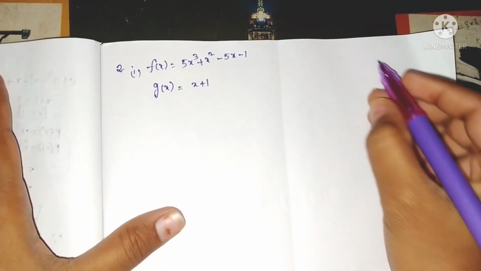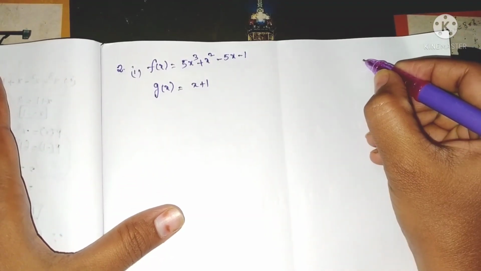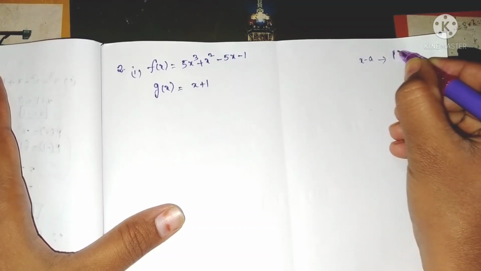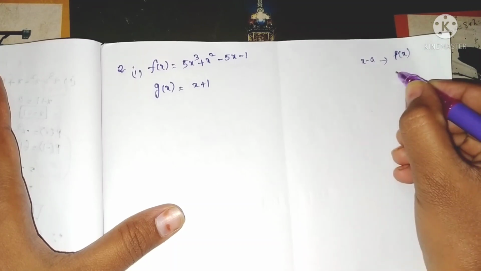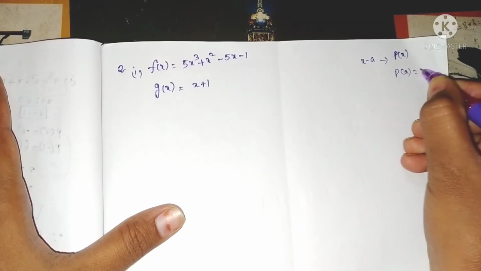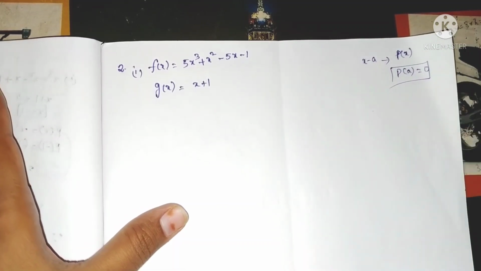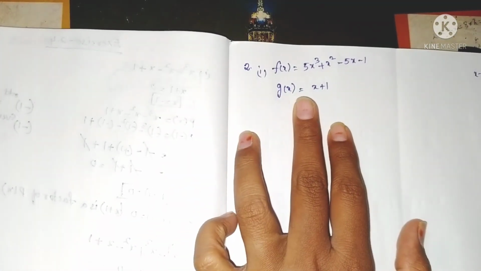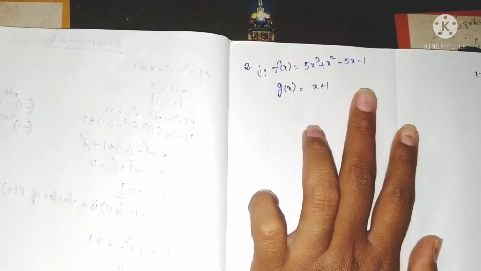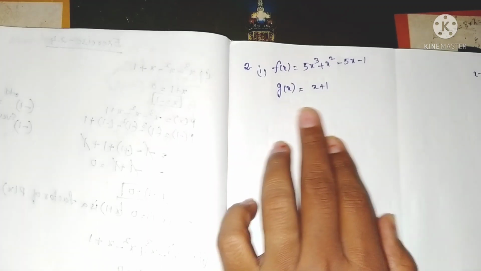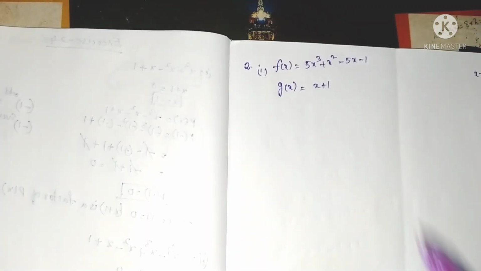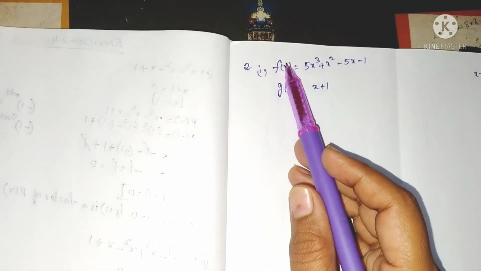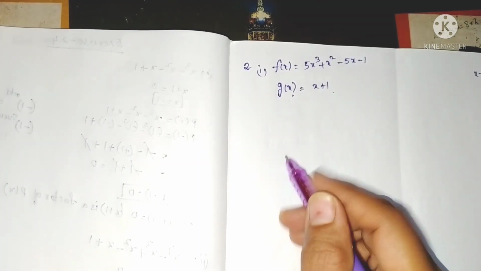What is the factor theorem? If x minus a is a factor of p of x, then p of a equals 0. This is the factor theorem. Okay, so here first f of x is equal to 5x cube plus x square minus 5x minus 1, and g of x is equal to x plus 1. Now we have to check whether this g of x is a factor of f of x or not.